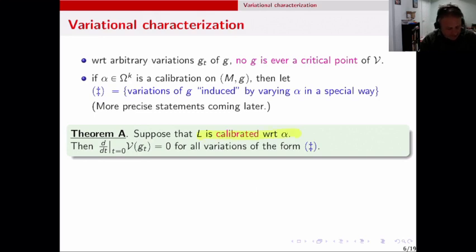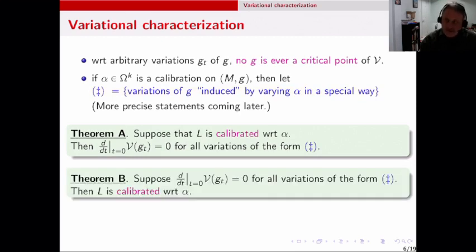Suppose that L is calibrated with respect to alpha, then the metric g is critical for all variations of this special form, which I haven't told you yet. I haven't told you what this special class of variations is, but we're going to get to that. And then theorem B is essentially the converse of theorem A. So we're saying suppose again the embedding of L is fixed, and suppose that the metric g is critical for variations of this special type that I haven't described. Then in fact that submanifold had to have been calibrated with respect to alpha. Right? So as I've stated them here, there really are exactly converses of each other.